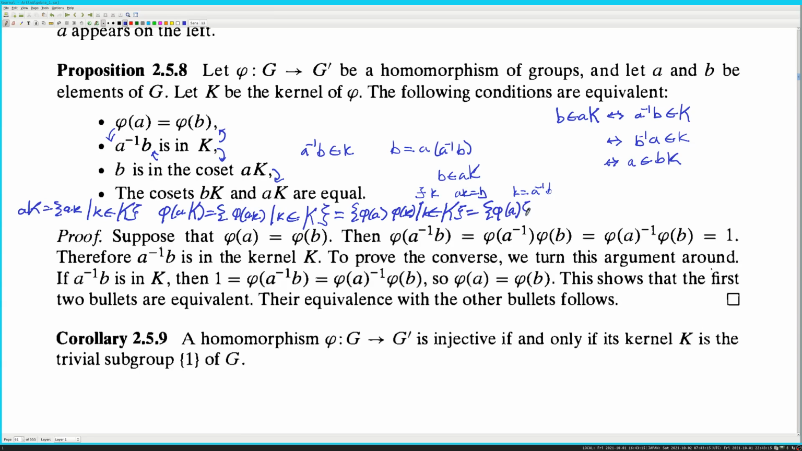And by the same logic, if we apply this to b, using the fact that K is the kernel of phi, this is equal to phi of b. And this is a set now, the set phi of b. So we know that the set containing phi of a is equal to the set containing phi of b. Therefore, we know this implication, and now we have a cycle of implications.